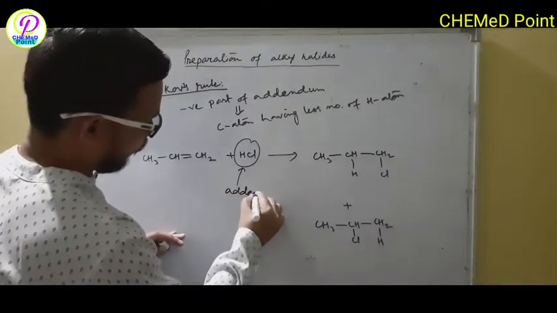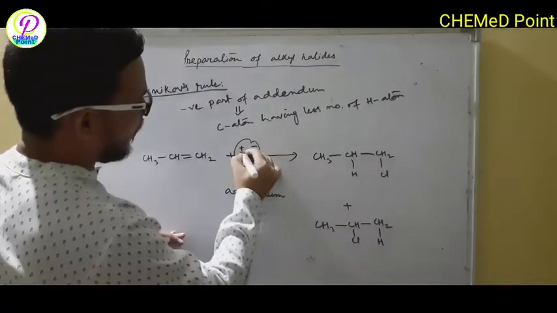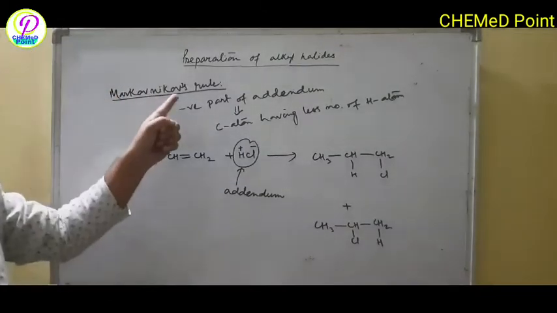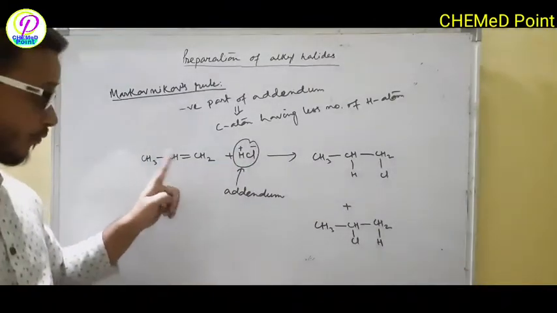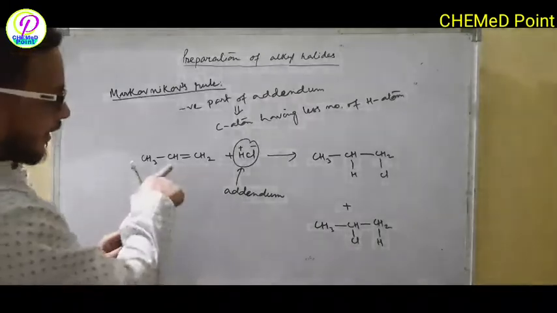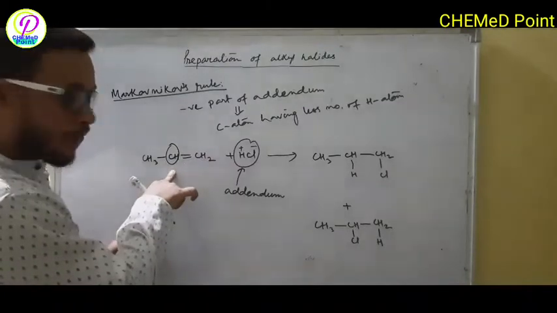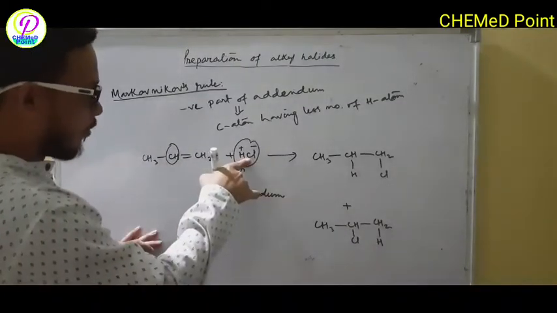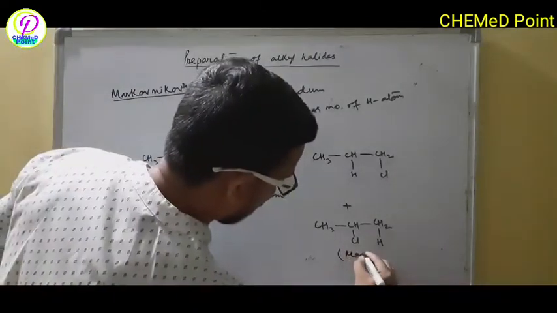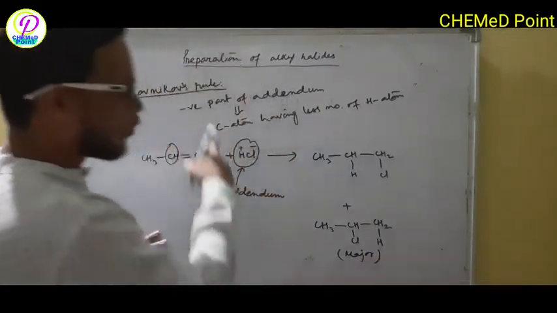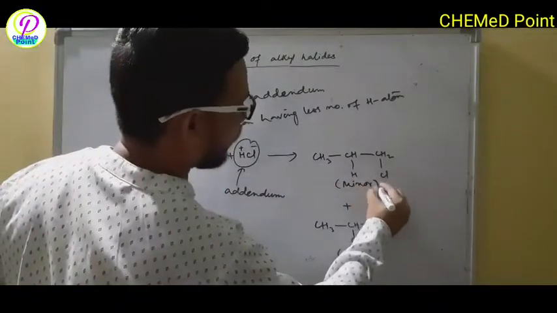This is called addendum, and the negative part is chlorine atom and the positive part is hydrogen atom. So according to Markovnikov rule, the negative part of addendum is added to those double bonded carbon bearing less number of hydrogen atom. So in this unsymmetrical alkene, we see this carbon atom has less number of hydrogen atom. So this negative part will be added to this carbon atom, which means this is our major product according to Markovnikov rule, and this is our minor product.